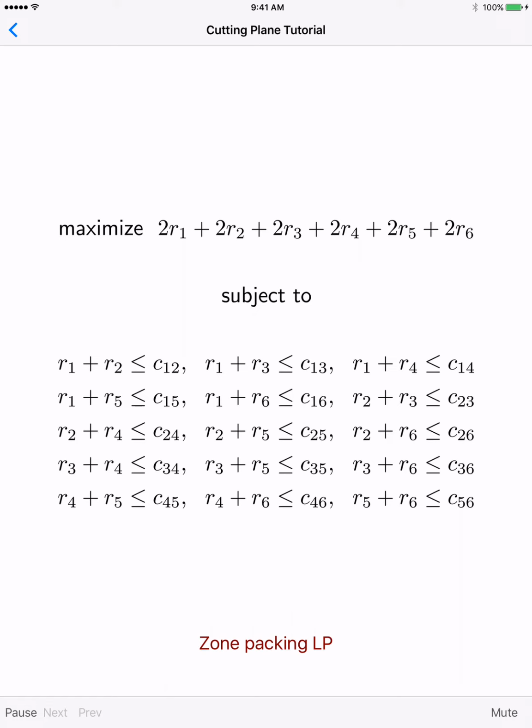This zone packing LP is designed to produce a lower bound on the length of any solution to the fractional tour LP. The pair of problems are partners. In linear programming terminology, the fractional tour LP is called the primal problem, and the zone packing LP is called the dual problem. It is a general feature of linear programming that every LP has a corresponding dual model.